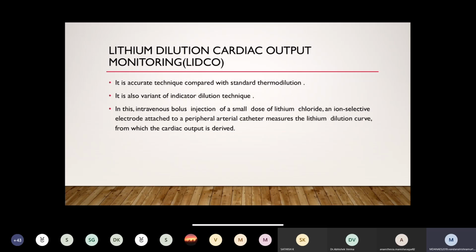Lithium dilution cardiac output monitoring. It is an accurate technique compared with the standard thermodilution technique. It is also a variant of the indicator dilution technique. Vandana, what are the disadvantages of the thermodilution technique? You mentioned the disadvantages or drawbacks.